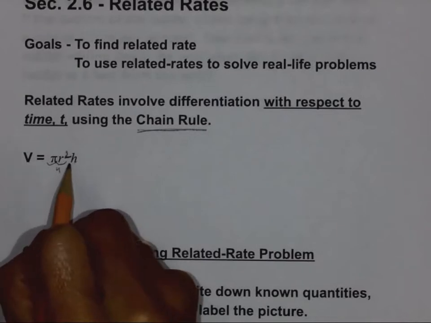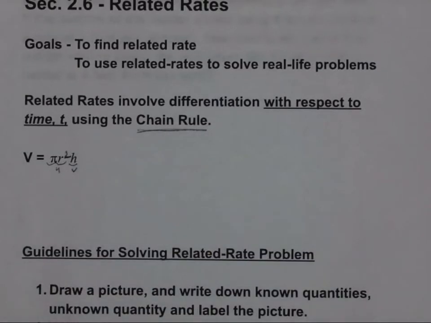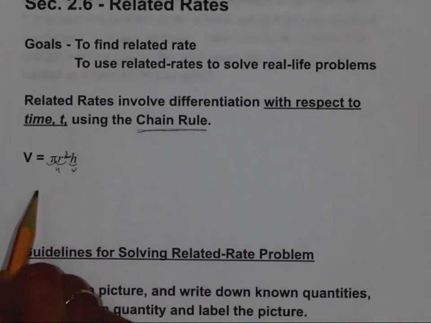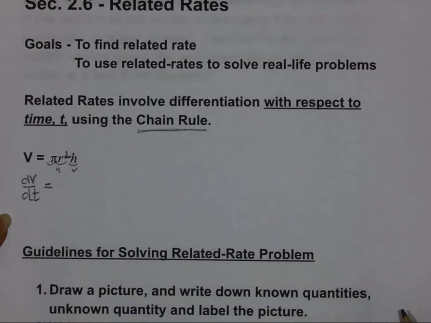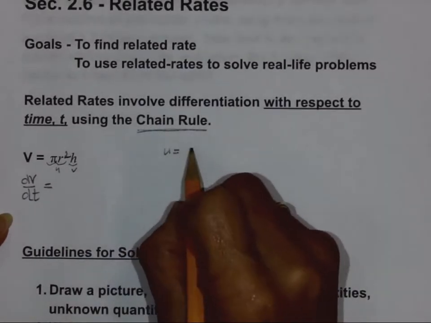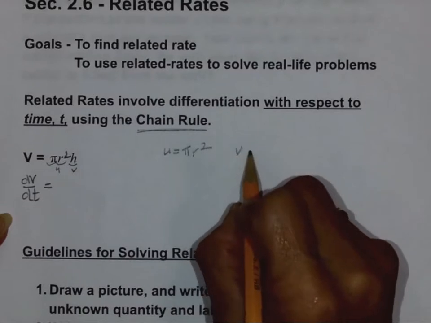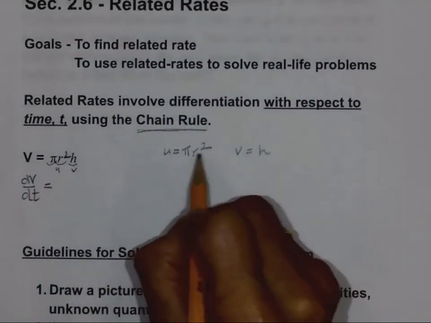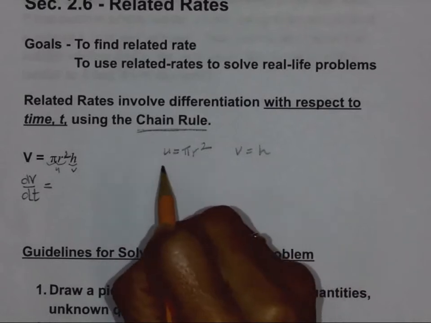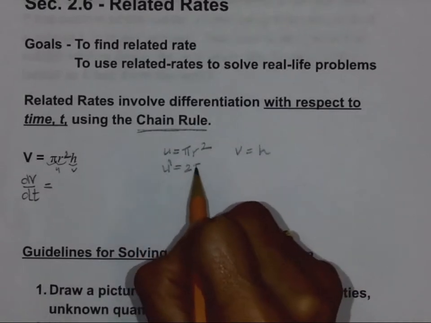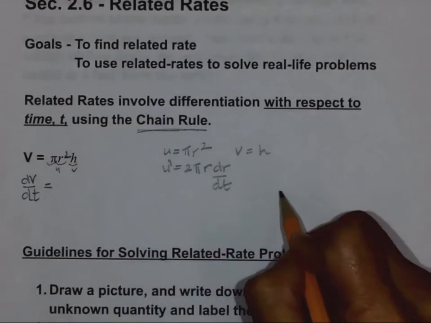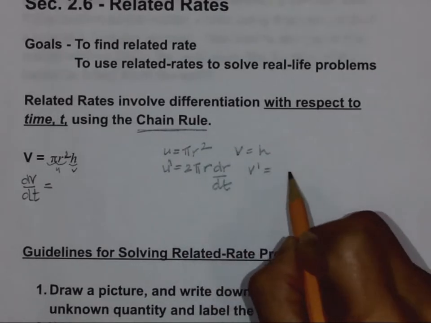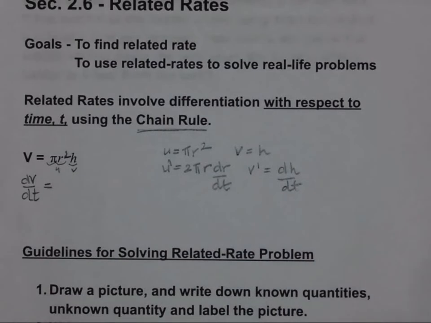This is our u, this is our v. We have to use the product rule, but we will be taking the derivative with respect to time. So the rate of change in volume V is dV/dt, and that is equal to, using our product rule, u is equal to pi r squared, and v is equal to height. The derivative with respect to time of u, so u prime, is 2 pi r dr/dt, the rate of change in radius. Now v prime will be dh/dt, the rate of change of height.